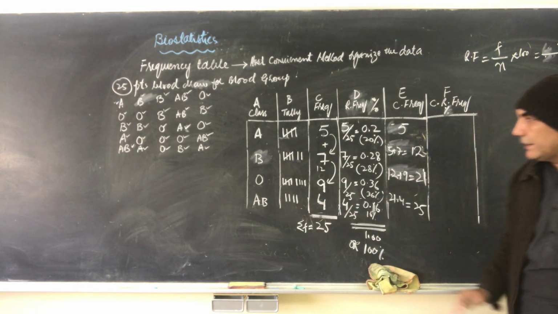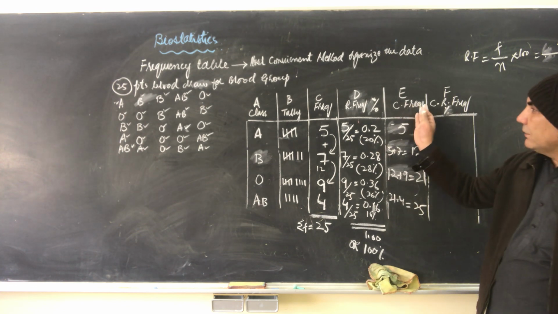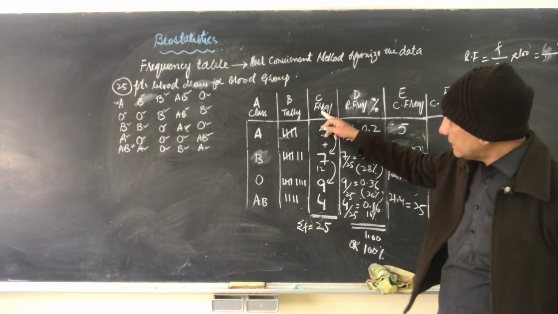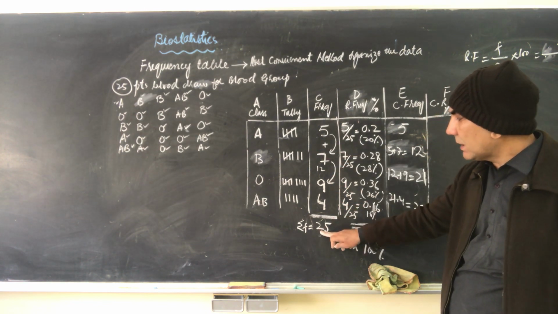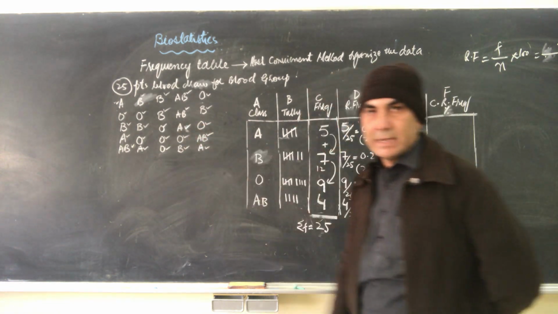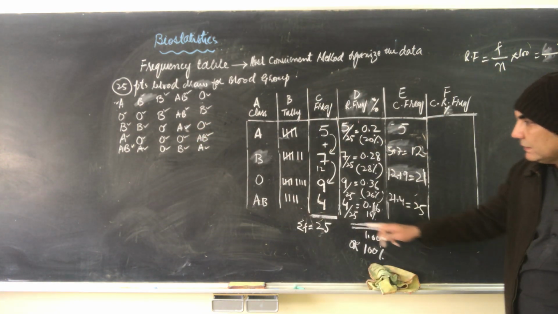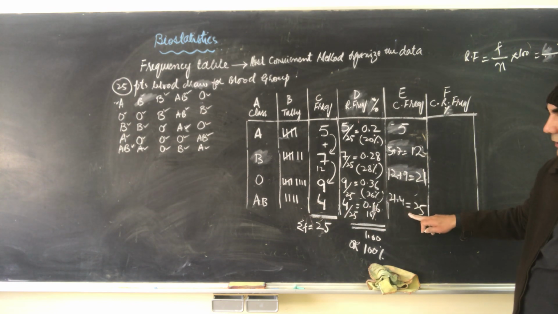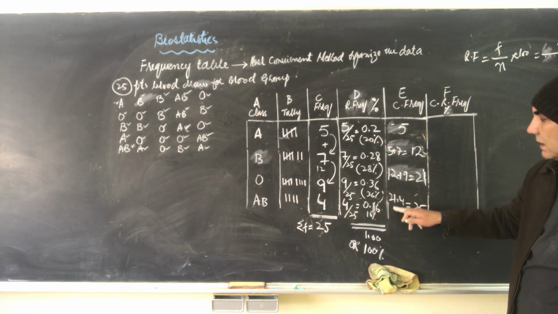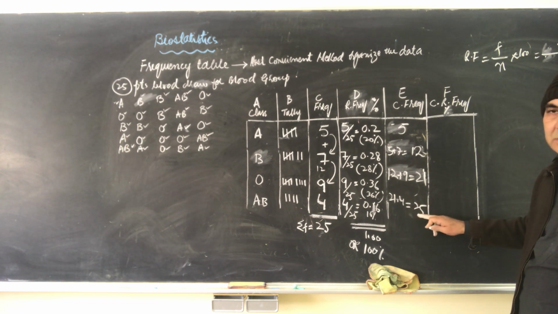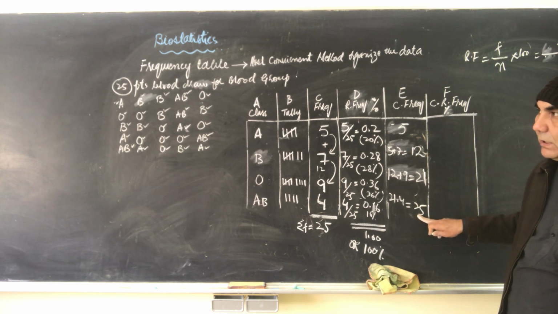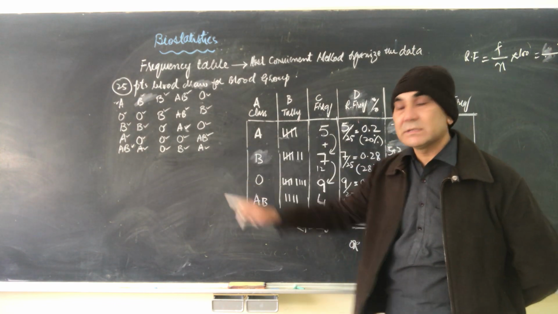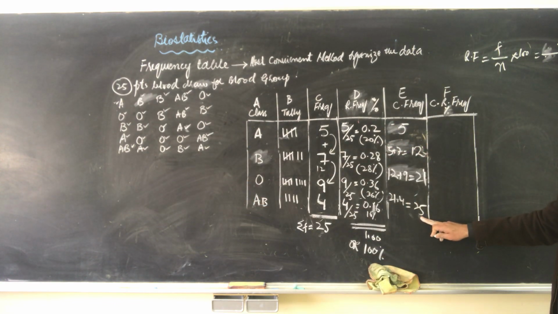So you should keep in mind the difference between the cumulative frequency and the frequency. In the frequency, you should always memorize that the sum of the frequencies should equal the total sample size. In the cumulative frequency, the last data set is the AB group, and the last value of the cumulative frequency should equal the total sample size, which is 25. See?